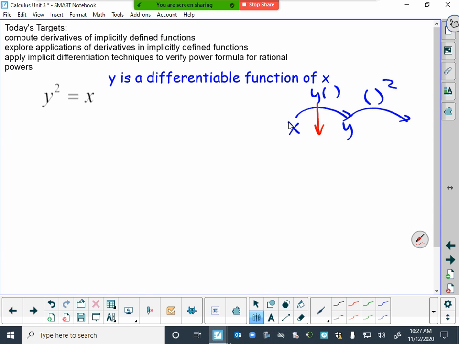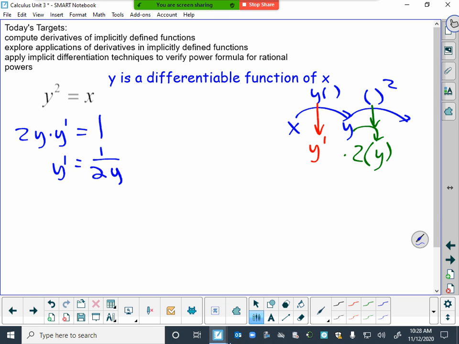The derivative of that is dy/dx, or shortcut notation y prime. The derivative of something squared is 2 times something, and that something here is going to be a y. So multiplying those things together, the derivative of y squared is 2y times y prime. I put the equal sign, the derivative of x is 1, and I can solve for my y prime. y prime will be equal to 1 over 2y.